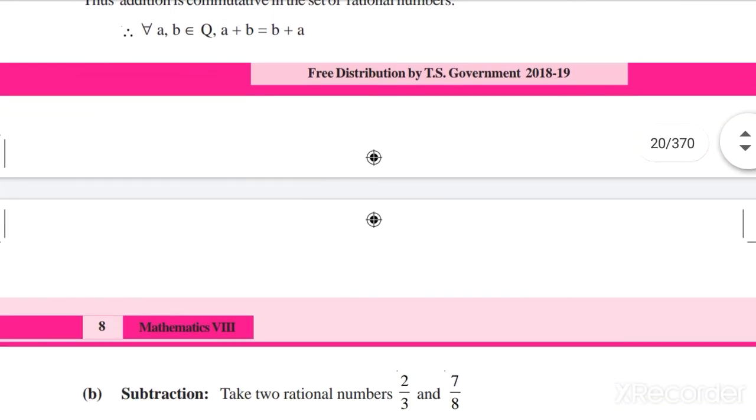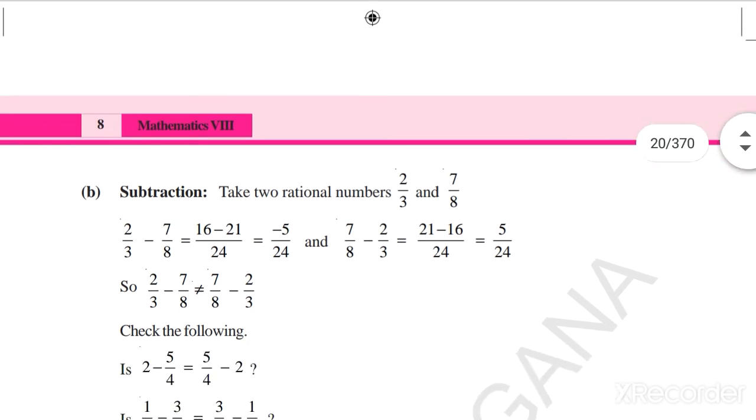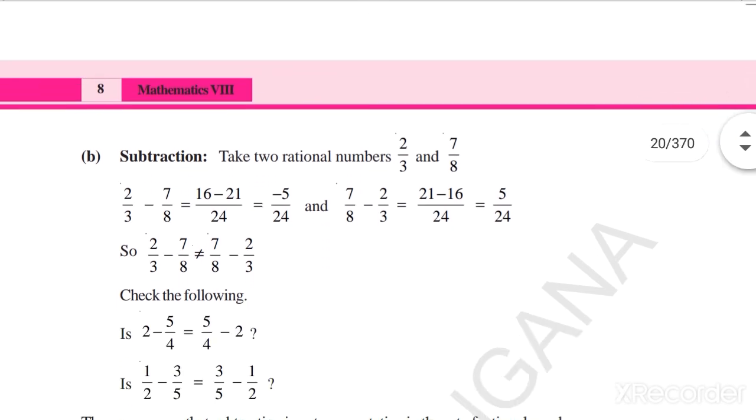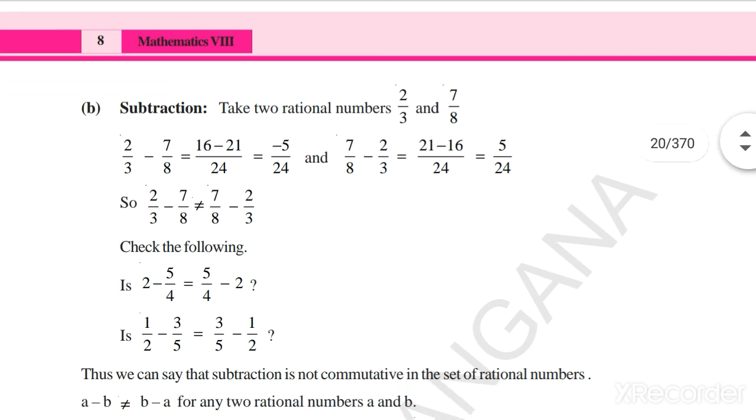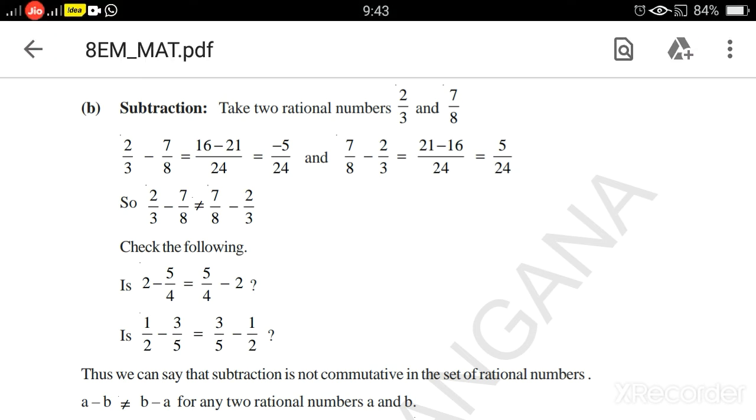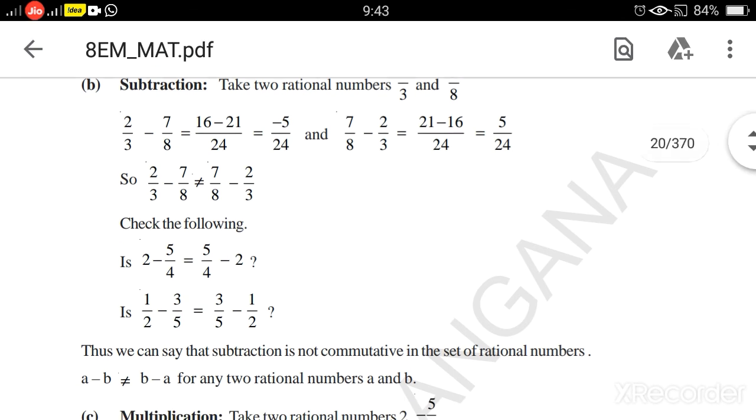Now we go to check for subtraction. Take two numbers, 2/3 and 7/8. So 2/3 minus 7/8 gives the answer minus 5/24. Now change the order: 7/8 minus 2/3 gives 5/24. Here minus 5/24 and 5/24 are not equal.